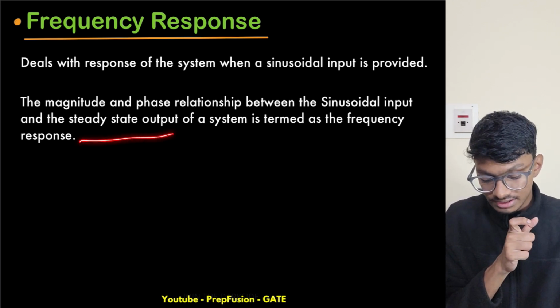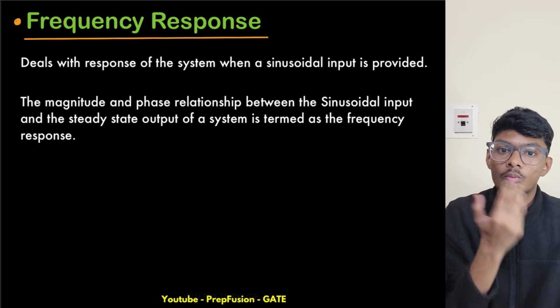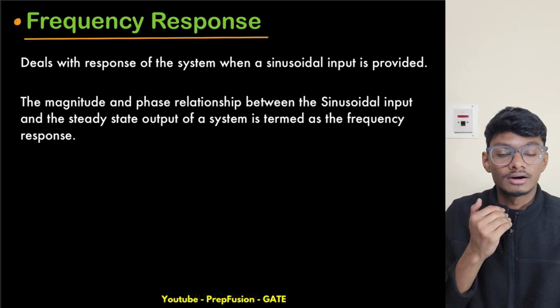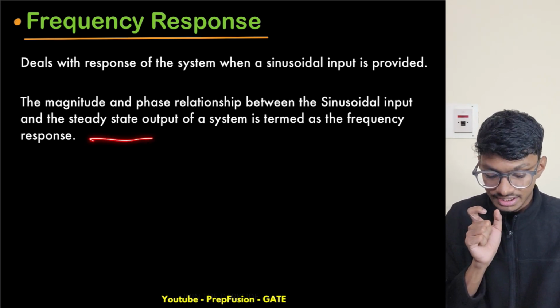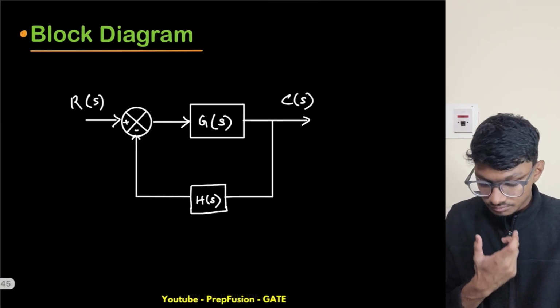So hence, the steady state output is known as the frequency response, because initially the output is a combination of both the transient and the frequency response itself. So we call the steady state output of a system the frequency response. I will try to prove it. There also you will understand, right?